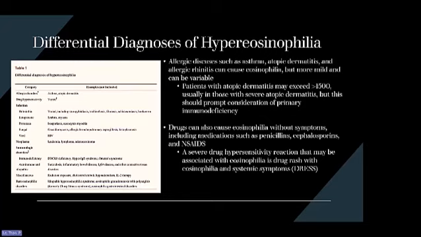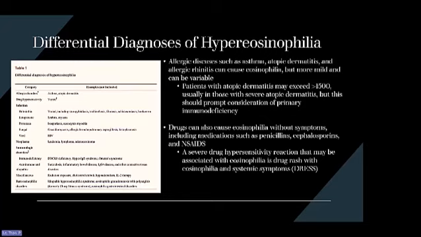The next thing that comes up in conversation a lot is drugs. Drugs can also cause eosinophilia without symptoms, including medications such as penicillins, cephalosporins, and NSAIDs. A severe drug hypersensitivity reaction that may be associated with eosinophilia is drug rash with eosinophilia and systemic symptoms, or DRESS, which I'll talk about in the next slide. Something to think about is that drugs are actually the number one cause of marked eosinophilia in the US, versus parasitic infections being the number one cause worldwide.